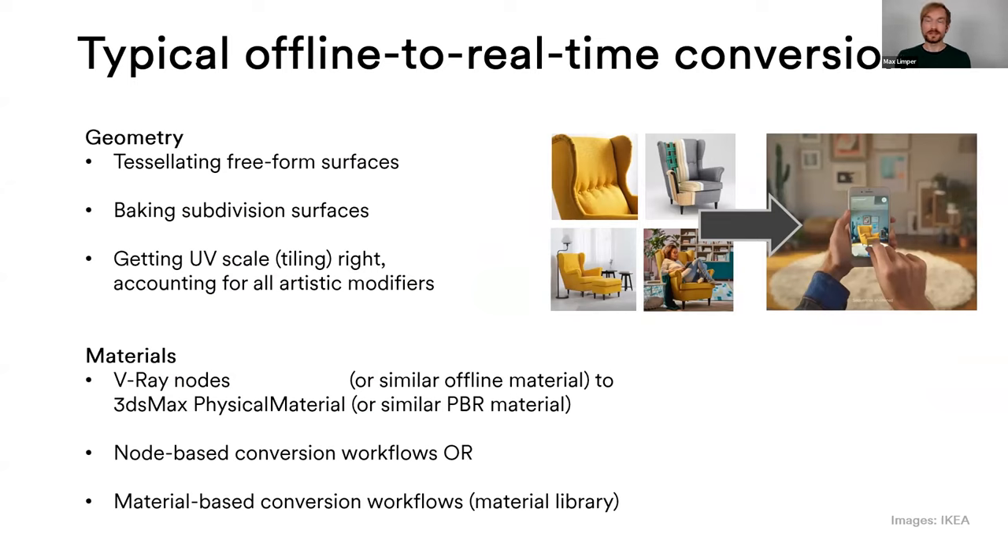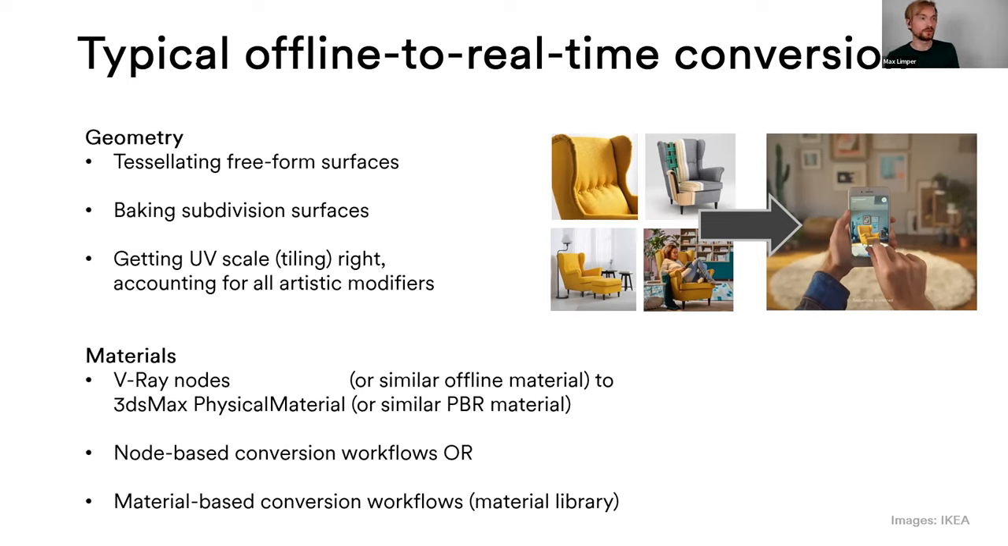It involves things like tessellating freeform surfaces or baking subdivision surfaces to a certain level. And then you have something like a quad mesh or a triangle mesh and can use that to set up your GLTF model, right? So basically you can triangulate quads trivially by just splitting them, and then you have in the end a triangle mesh that you can put into GLTF.